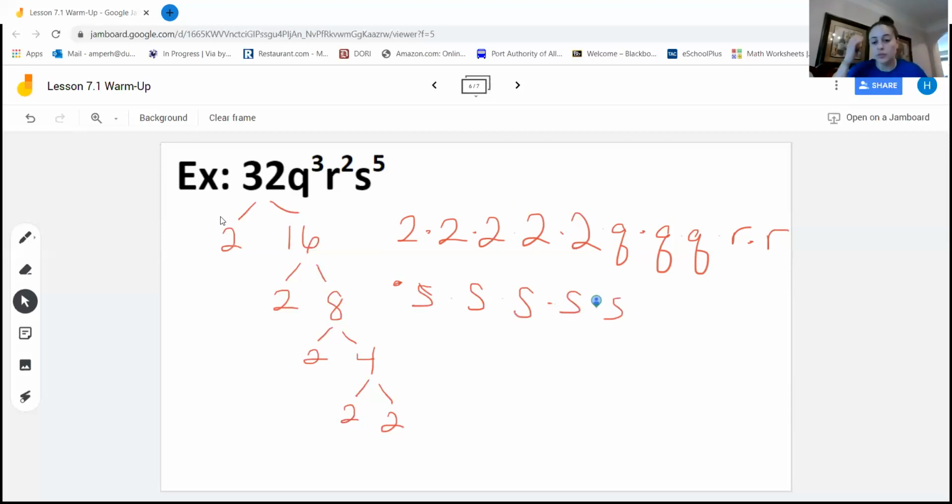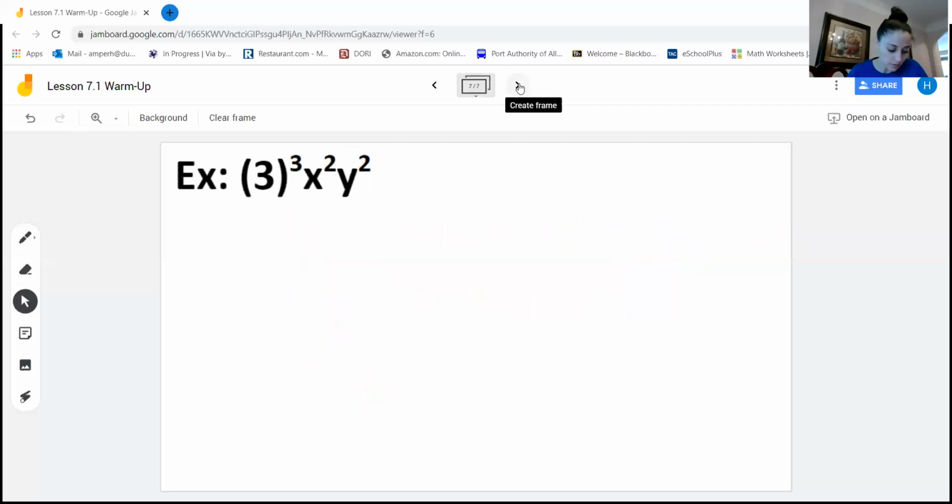Okay, so just remember, if there's an exponent, and sorry, that last s kind of looks like a 5, but it's an s. The exponent is describing how many times we are using that number in multiplication. So if it's q to the 3, that means that we are using q 3 times when we're multiplying. So that's why we wrote 3 q's, 2 r's, and 5 s's, because those are the exponents on each of those variables. Okay, so now I believe we have one more example.